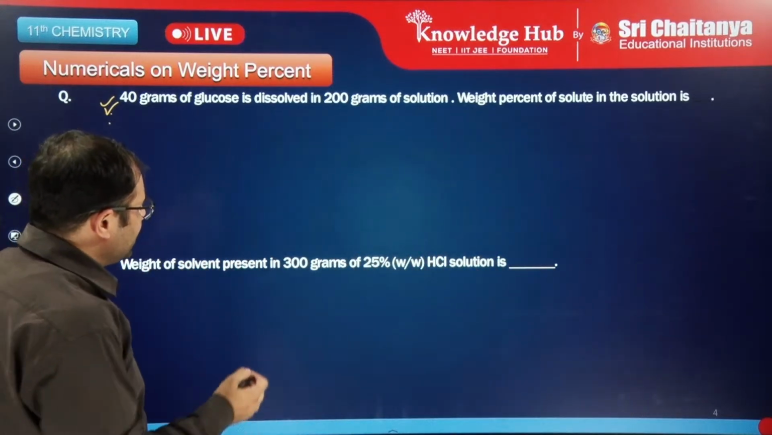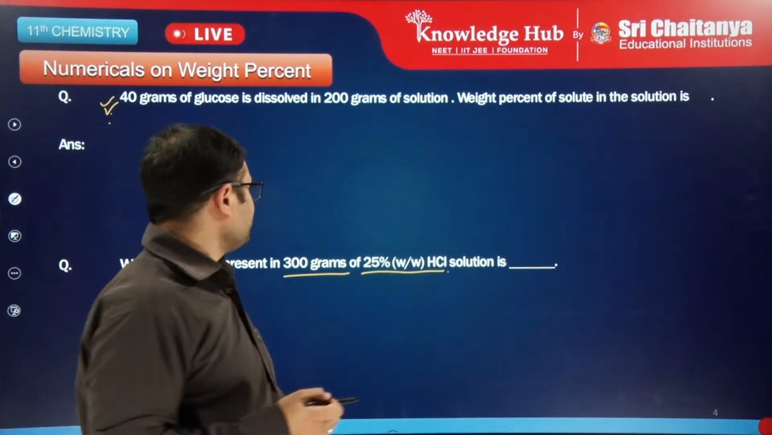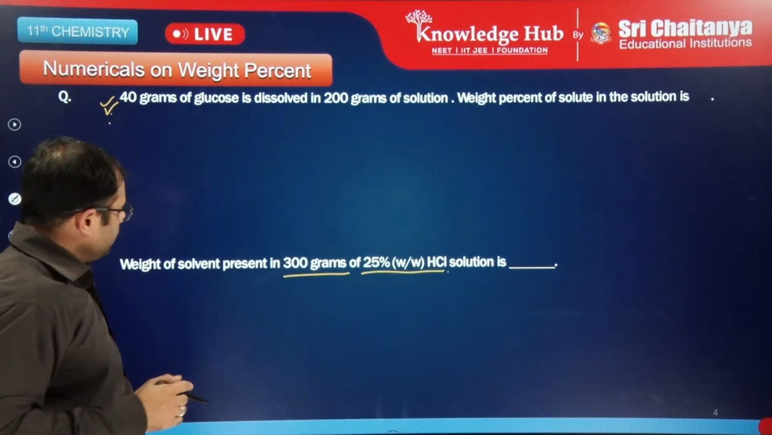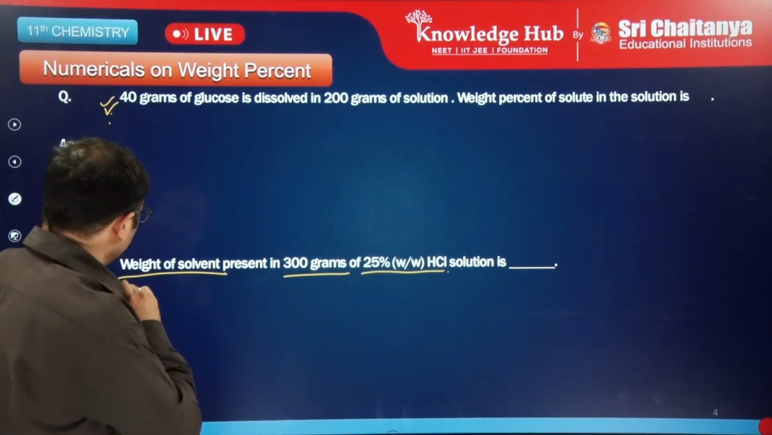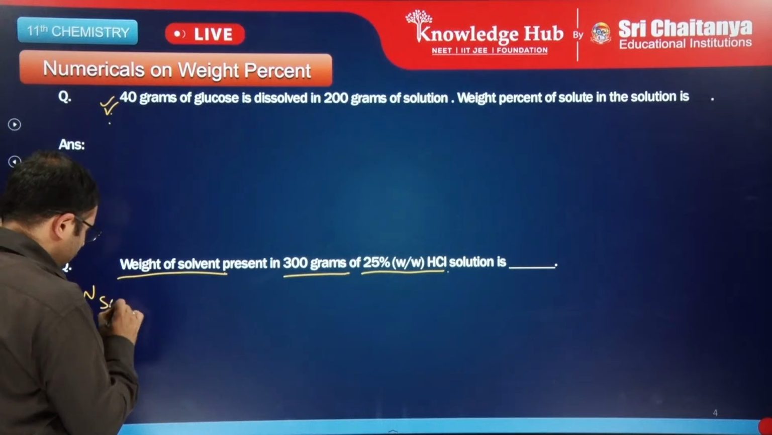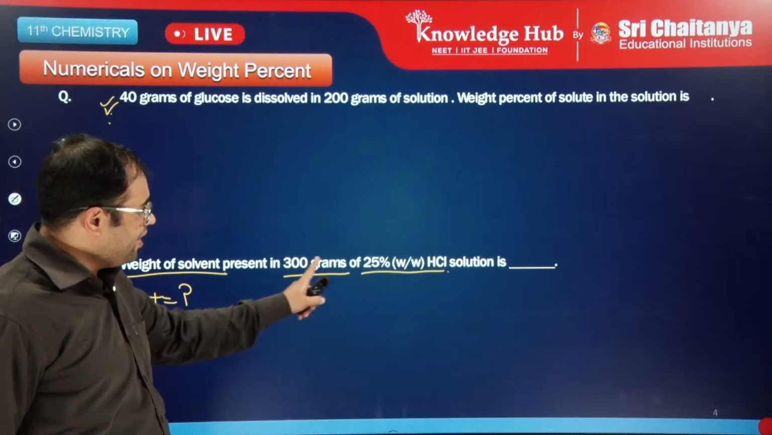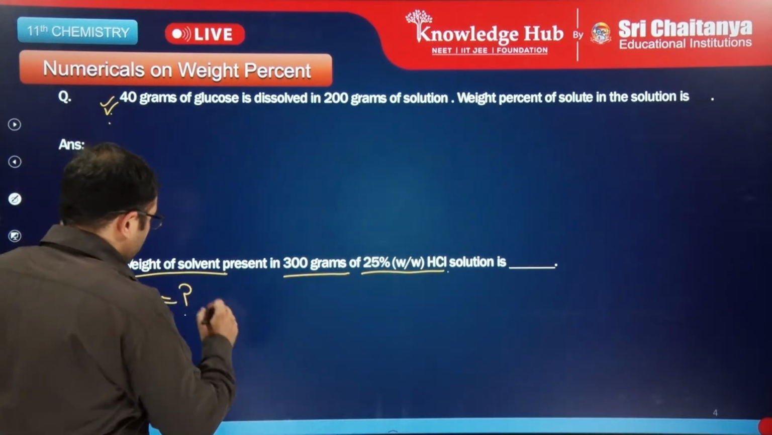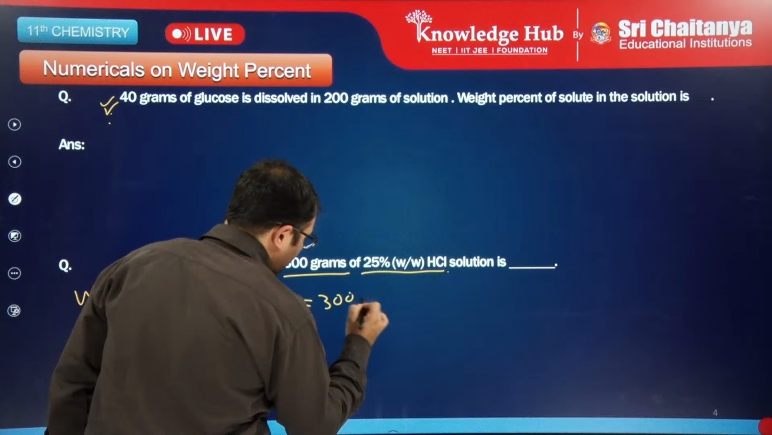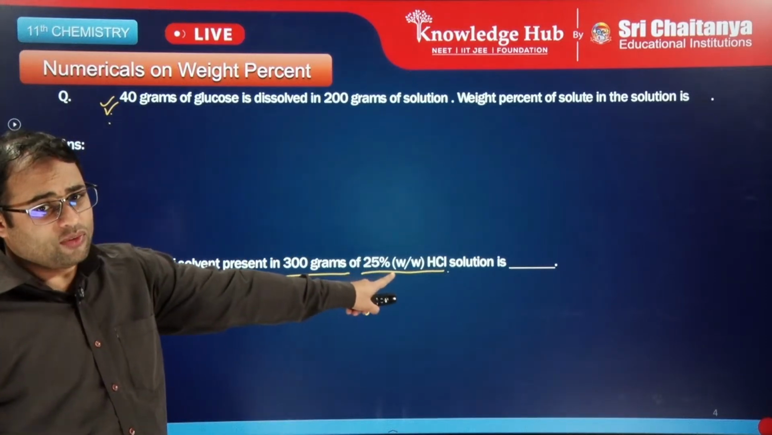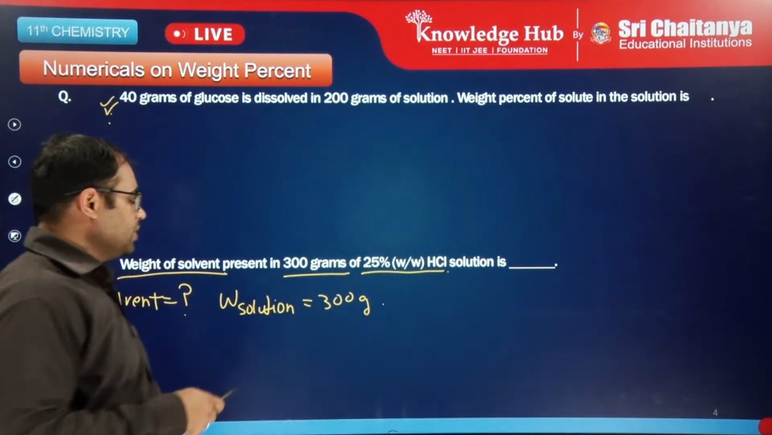Weight of solvent present in 300 grams of 25% weight by weight HCl solution. Okay, let us see what we have to find. We have to find the weight of solvent. So write down weight of solvent is what we have to find, present in 300 grams of HCl solution. So you have been given the weight of solution as 300 grams, and you have been given the weight percentage, 25%.